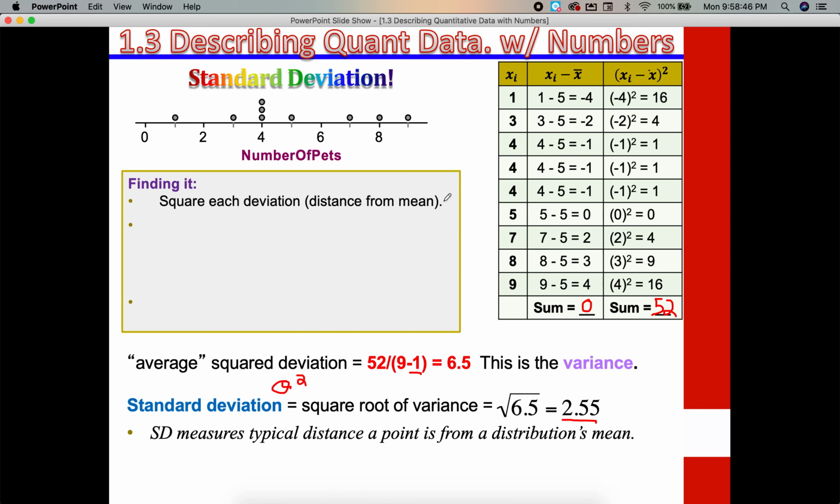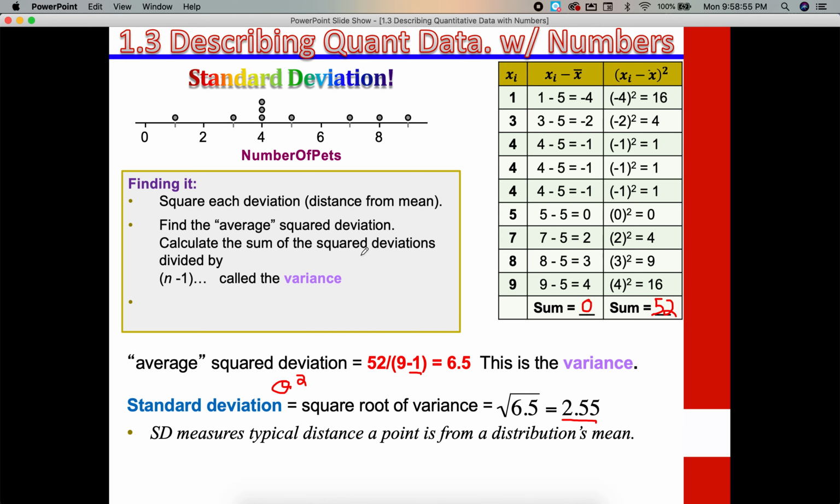So again, to recap the whole process of finding it, what we've done is we have squared each deviation, where I'm considering these values to be the deviations, the distance from the mean. What we've then done is we have found their average by adding them up and then dividing by, not quite n, but n minus 1. That's why average in air quotes. That grants us the variance, and then when we take the square root of that, we find the standard deviation.